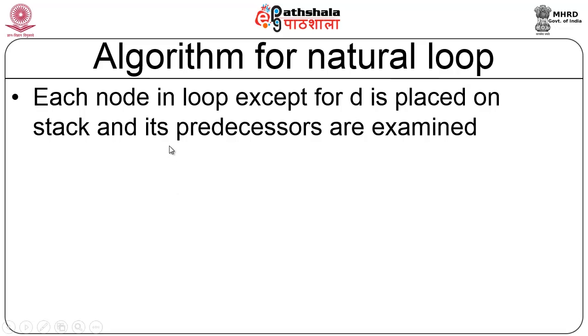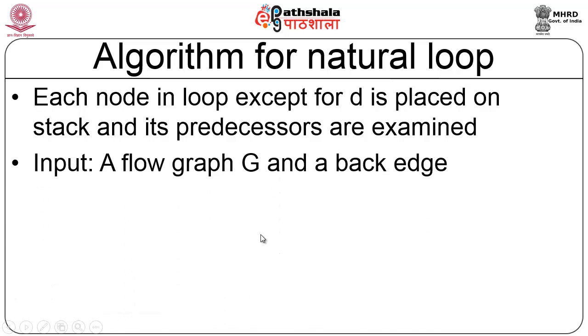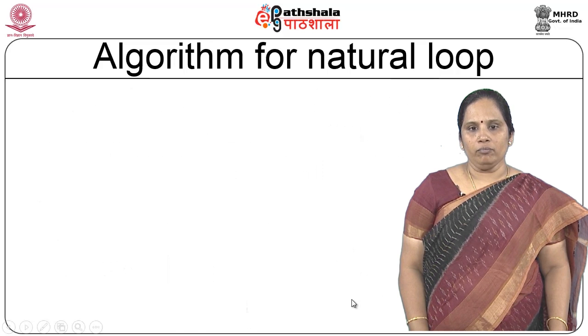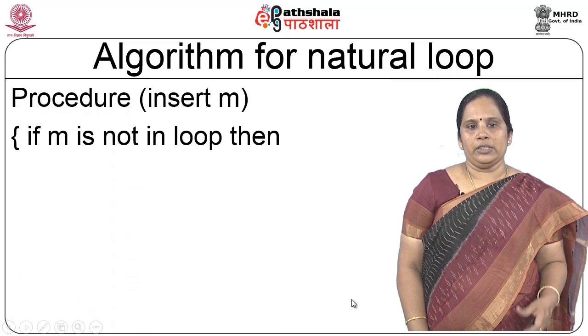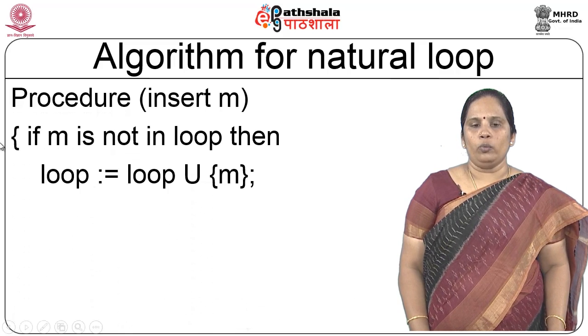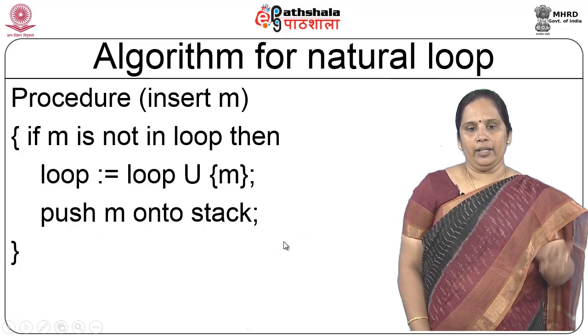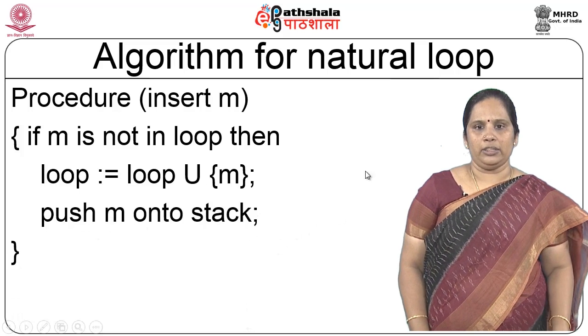Each node in a loop except for D is placed on the stack and its predecessors are examined. The input will be a control flow graph G with a back edge N to D, and the output will be a set loop consisting of all nodes in the natural loop of N to D. So this is the procedure. If M is not in the loop, then you insert it and push this node onto the stack.